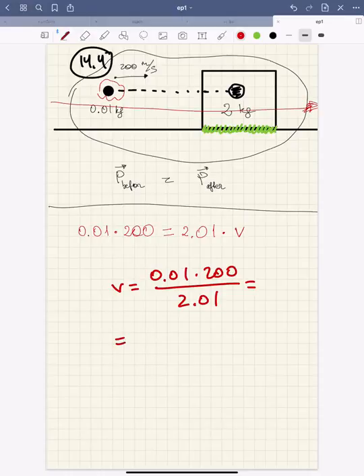And now let's actually compute this number. This is 200 times 0.01, which is 2, divided by 2.01. And this is, almost to very high precision, 1 meter per second. So you can see how the initial velocity was very high, but the final velocity is kind of low. And that's understandable, because in the beginning you had very little mass, and now that momentum has to be redistributed to a much, much larger mass. So the velocity drops.